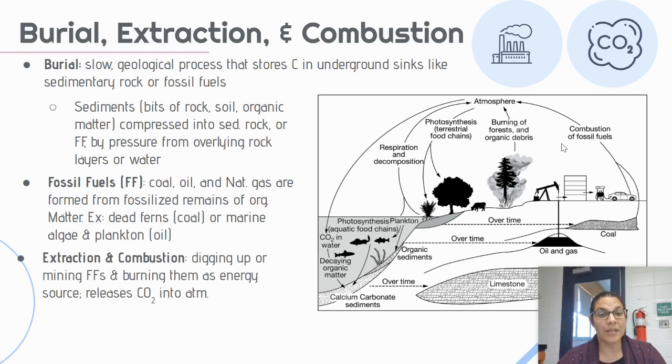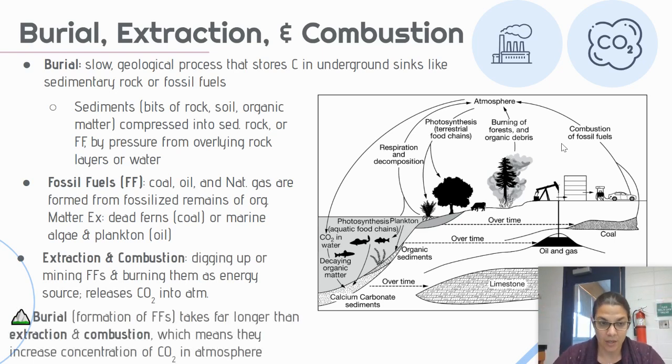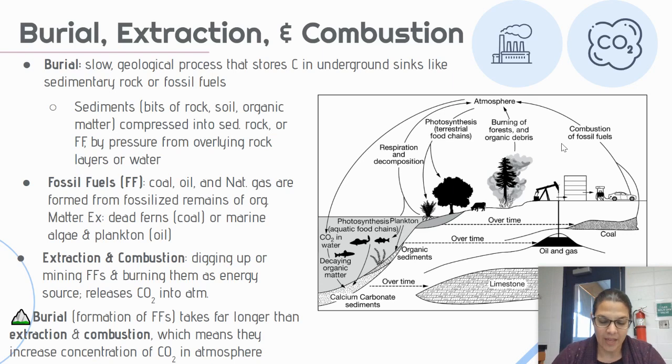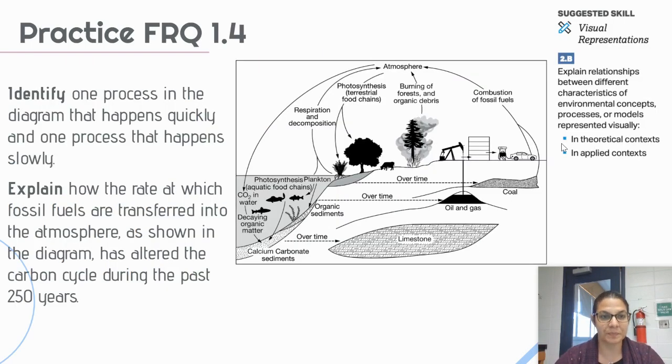So extraction and combustion is where we're digging them up, we're mining these fossil fuels, we burn them as an energy source, and that releases the carbon dioxide into the air through the process of combustion. That burial, that formation of those fossil fuels takes a lot longer than it does for us to light it up. And there's a big net carbon exchange into the atmosphere from the amount of fossil fuels that we're burning, because we're burning them way faster than they are being created, which is why they are considered non-renewable resources.